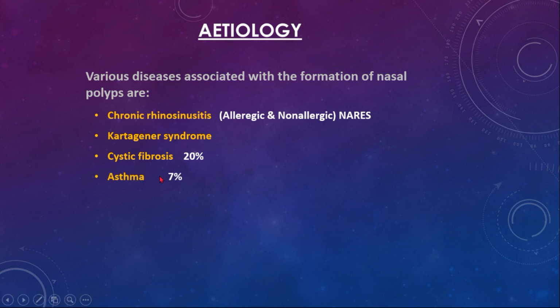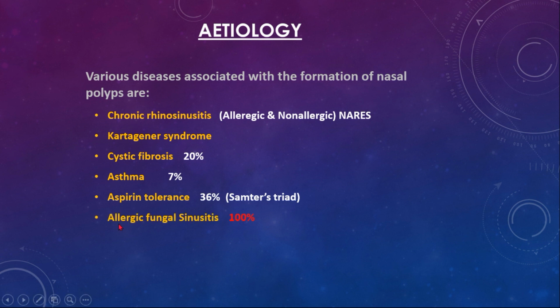Fourth one is asthma, with 7% association, and next one is aspirin intolerance. Its association is 36%. There is a symptom triad which includes asthma, aspirin intolerance and sinonasal polyps. And the most important one, allergic fungal sinusitis. Its association is 100%. Most important. And next one is Young syndrome. It consists of sinopulmonary disease and azoospermia.